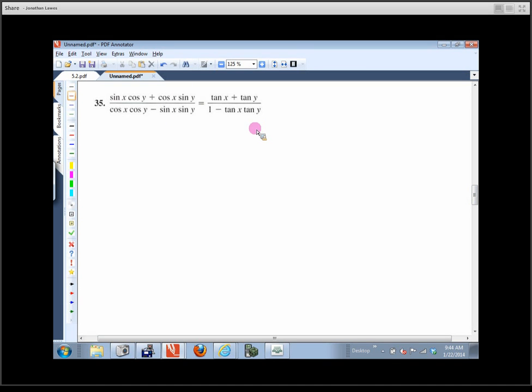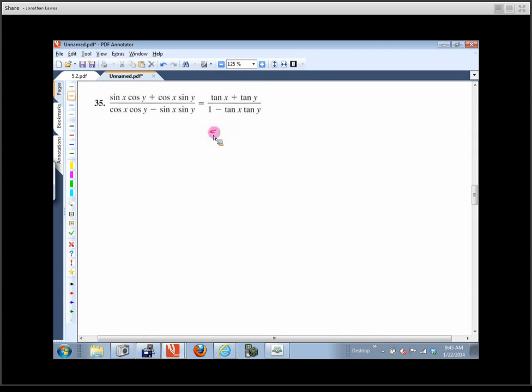Now, if they're both one single fraction, I realize this side has more stuff with it, but this side over here is tangents of x and y. It's probably going to be easier for us to take tangents and turn them into sines and cosines than it is to take sines and cosines and turn them into tangents. So on this one, I'm not saying this is the best way to do this one, but I think it might be. Let's write everything over here in terms of sines and cosines.